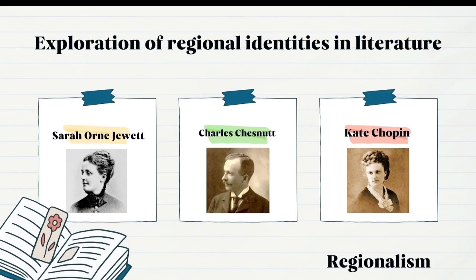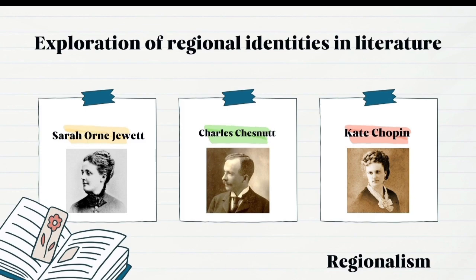Next, the exploration of regional identities in literature. Let's begin with regionalism. Sarah Orne Jewett is a New England regionalist best known for The Country of the Pointed Firs. The Country of the Pointed Firs, 1896, is a collection of related stories of life in rural Maine, told through the perspective of a summer visitor. The book offers a striking portrait of a strong female community.